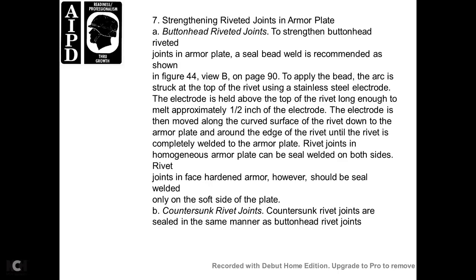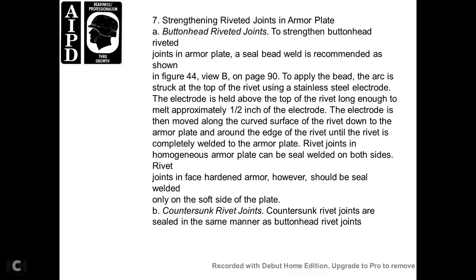To apply the bead, the arc is struck on the top of the rivet using the stainless steel electrode. The electrode is held above the top of the rivet long enough to melt approximately 1.5 inches of the electrode. The electrode is then moved down the curved surface of the rivet to the armor plate and around the edge of the rivet until the rivet is completely welded to the plate. With homogeneous armor plate, the rivet can be seal welded on both sides of the joint. If the joint is faced with hardened armor, however, it should be sealed only on the soft side of the plate.